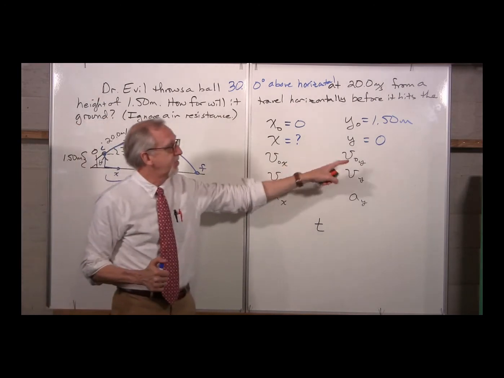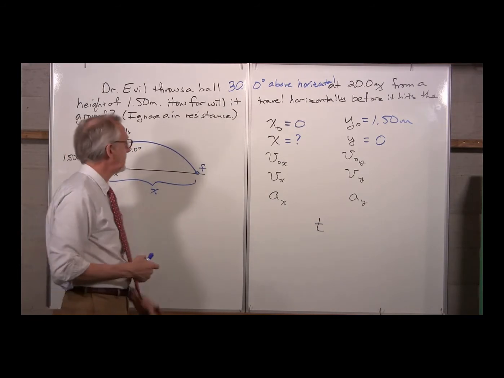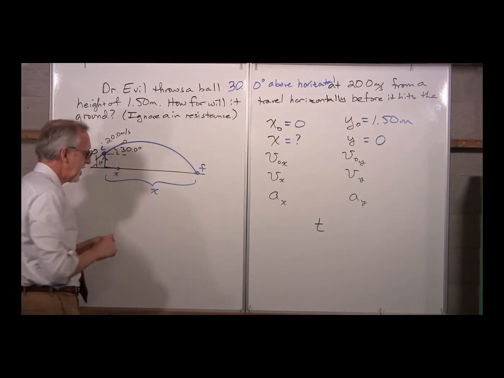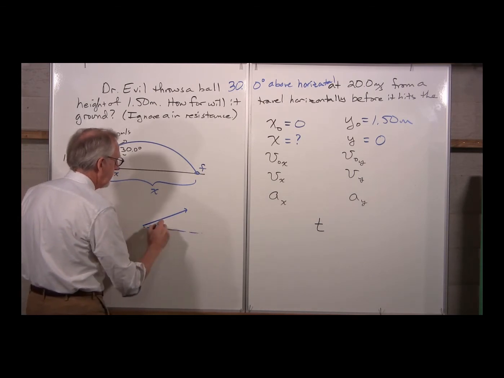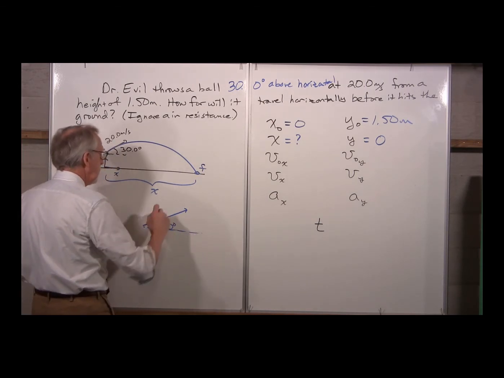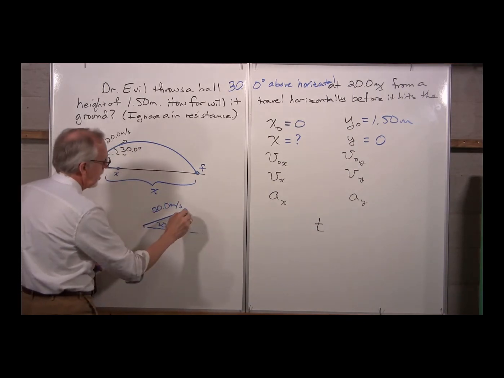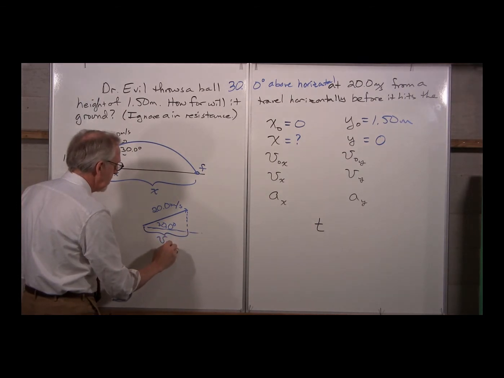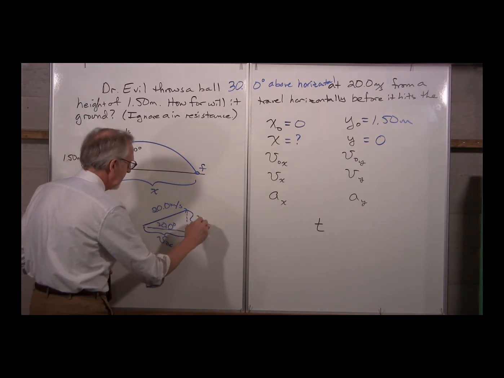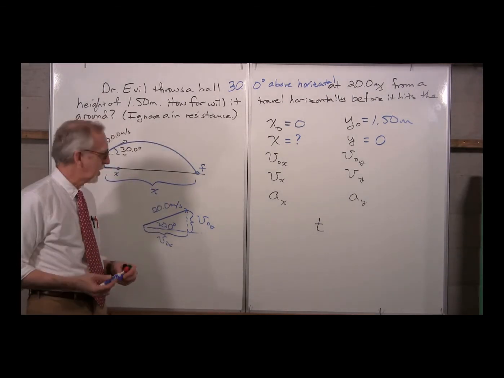V naught x, v naught y, the x and y components of the initial velocity. Well, now our initial velocity is at an angle of 30 degrees from the horizontal with a magnitude of 20 meters per second. We've got to break this down so that this side is v naught x and this side is v naught y. So what are those?